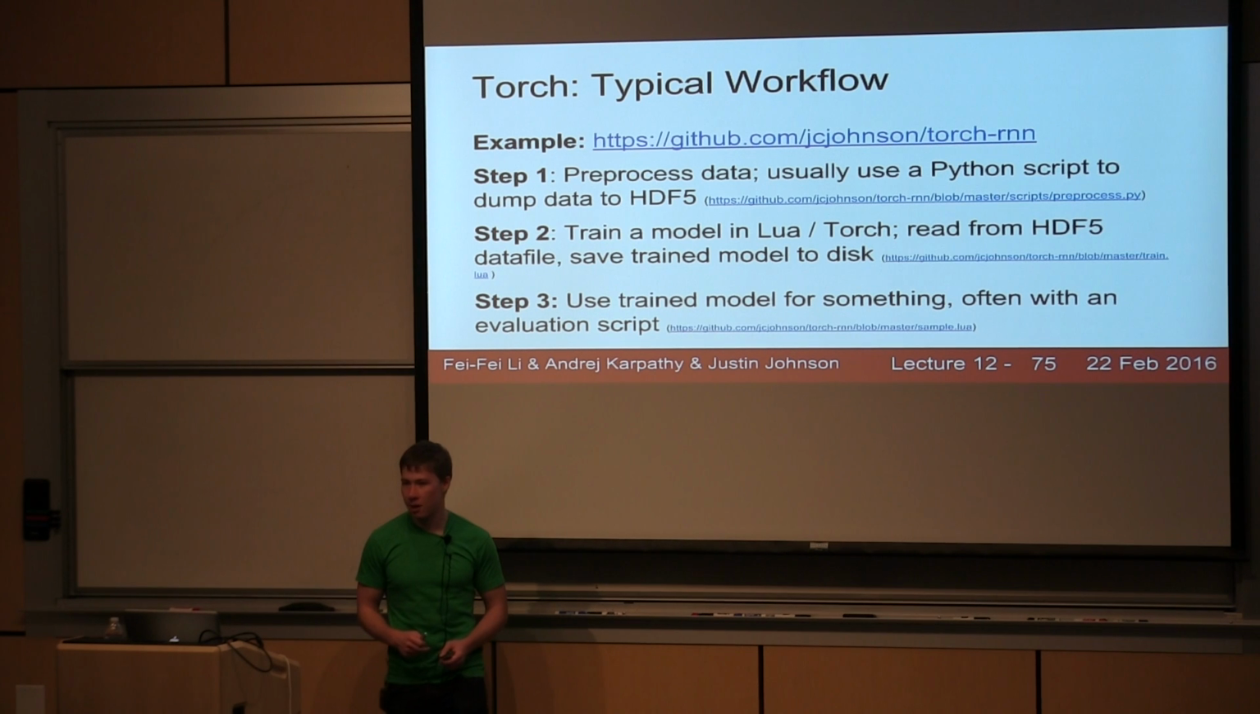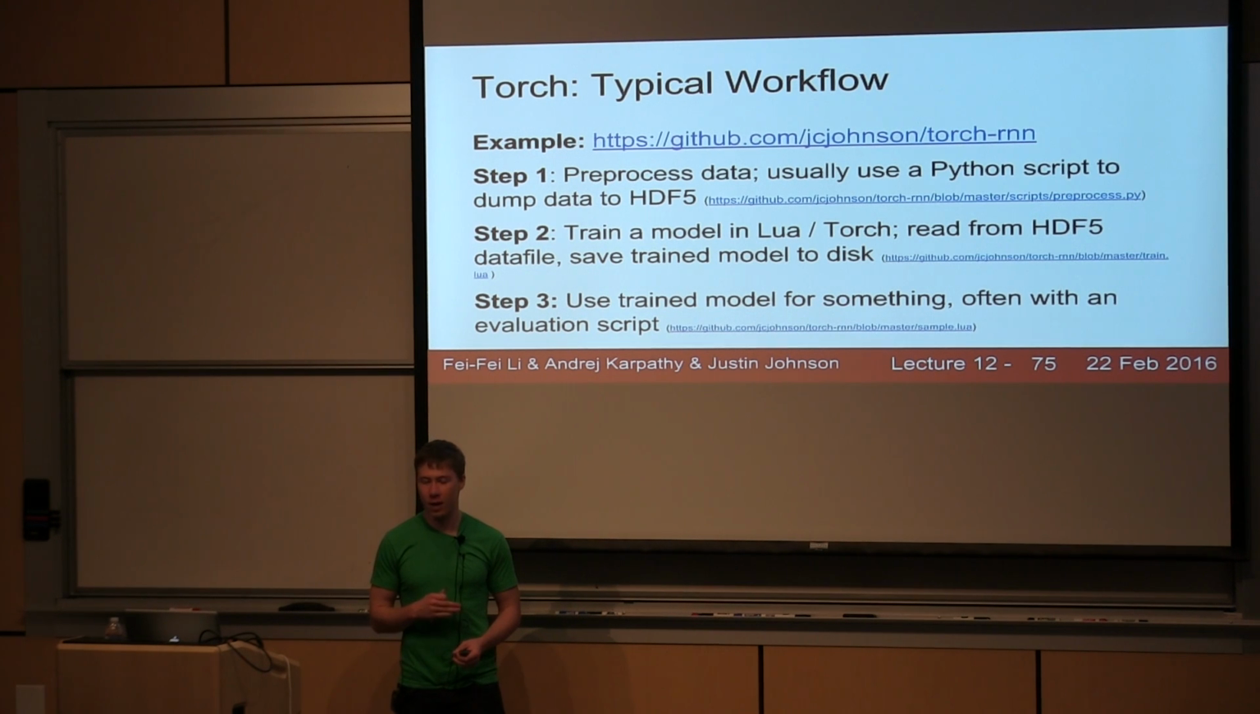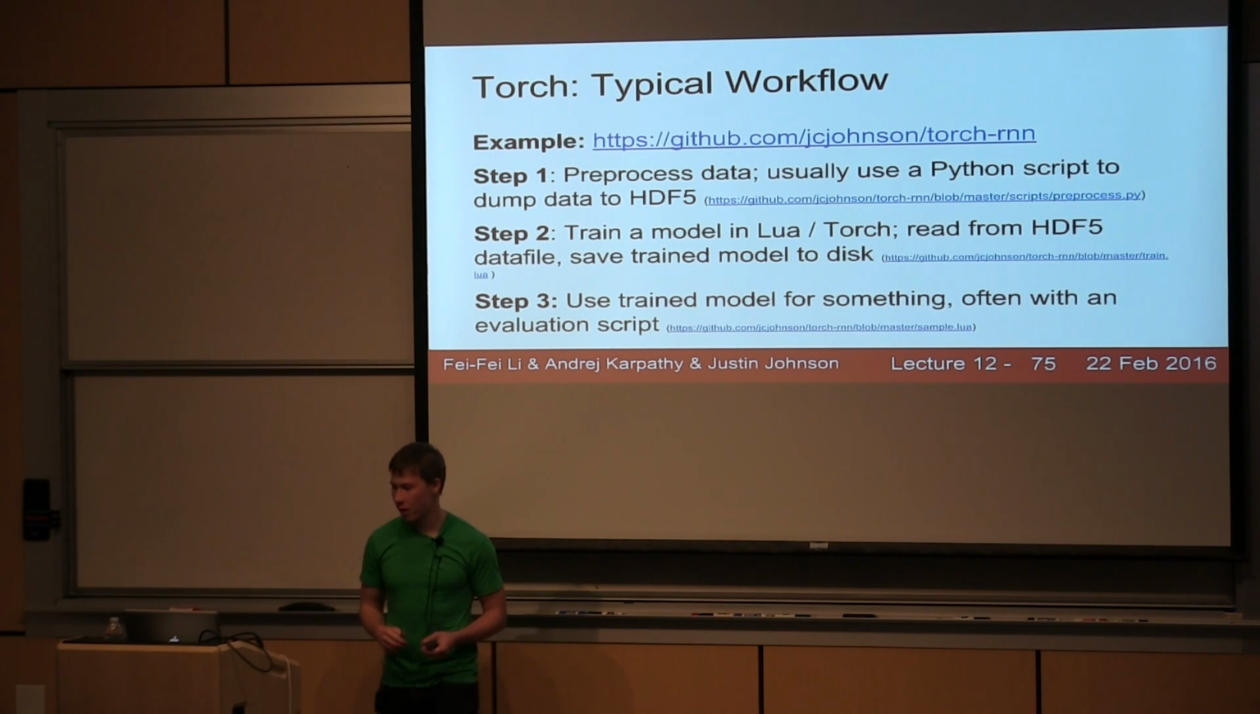So a case study for this type of workflow is this project I put up on GitHub about a week ago that implements character level language models in Torch. Here there's a pre-processing script that converts text files into HDF5 files. There's a training script that loads from HDF5 and trains these recurrent networks. And then there's a sampling script that loads up the checkpoints and lets you generate text. So that's kind of like my typical workflow in Torch.